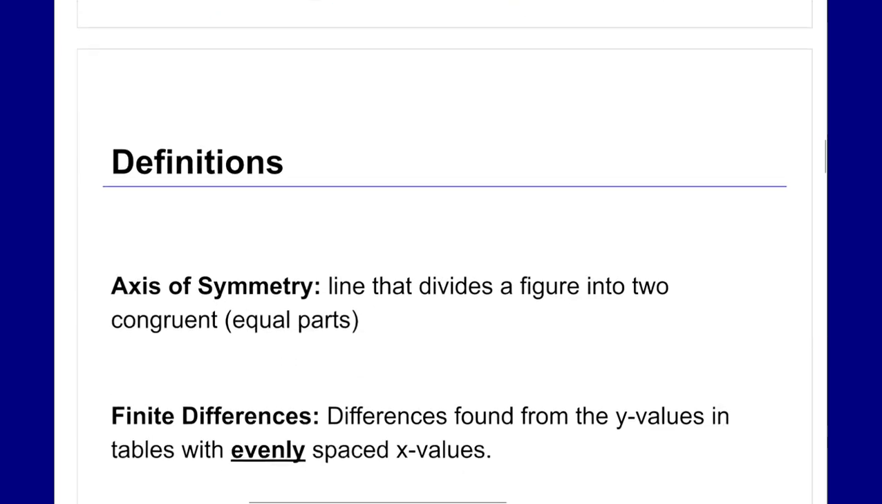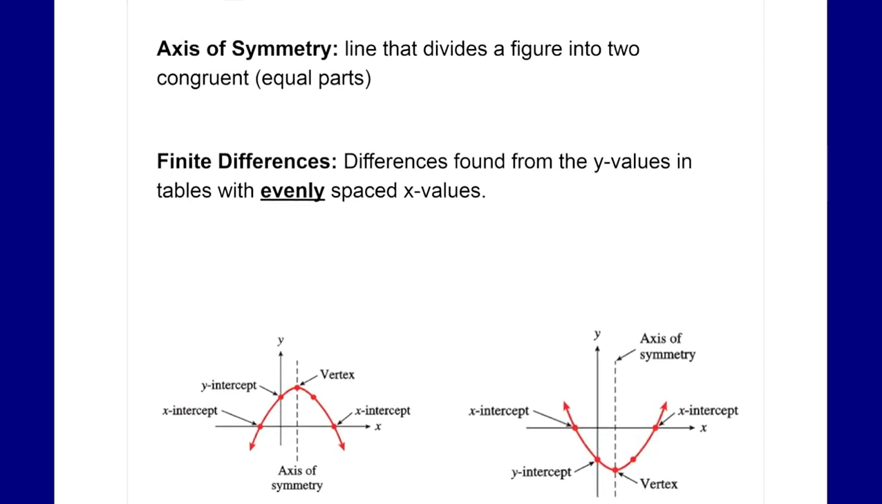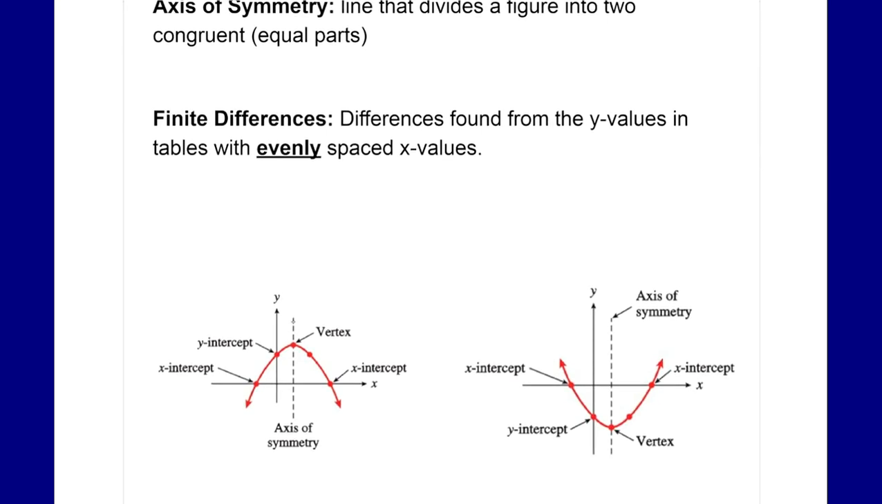Some more definitions. We do have what is called the axis of symmetry, and the axis of symmetry is a line that divides a figure into two congruent, or two equal, parts. Basically, it is a line that when I draw it, both sides of the line are going to be symmetrical. Again, we can see that in our two diagrams here, same as the last page. Our axis of symmetry is this vertical line that cuts our graph into two equal parts. Another key feature is that the axis of symmetry does go through our vertex.